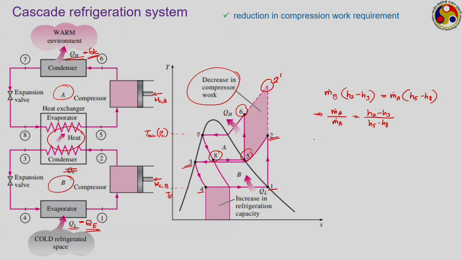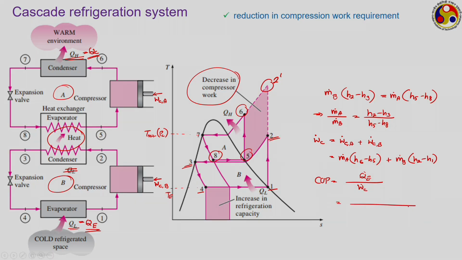Now, how much is the total compression work? Total W dot C will be equal to WC for the A part plus WC for the B part. The total work input requirement will be equal to m dot A into the compression process, H6 minus H5, and similarly for the bottoming cycle, m dot B, the compression process corresponds to an enthalpy change of H2 minus H1. So, COP of this combined cycle will be equal to Q dot E by W dot C.